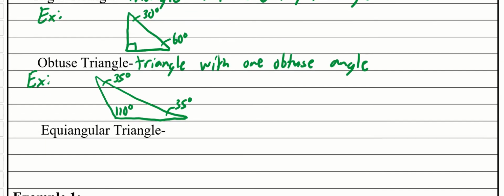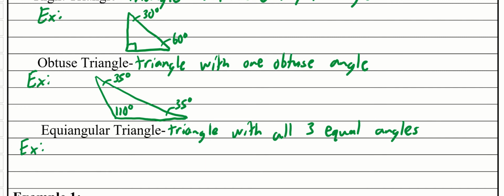Okay, and then last one here, equiangular triangle. An equiangular triangle is a triangle, like the name suggests, with all three equal angles. Okay, all three of the angles in that triangle are going to be equal. So again, I'll write an example here.